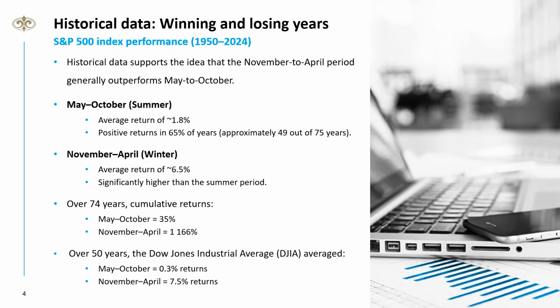Over 74 years, the cumulative returns would have been about 35% for that May to October summer period, and 1,166% for the winter period. It's also interesting to note that over the last 50 years, the Dow Jones Industrial Average for the May to October period gave about 0.3%, and again the winter period was much better, giving you 7.5 times that. So the historical data does support the idea of sell in May and go away.